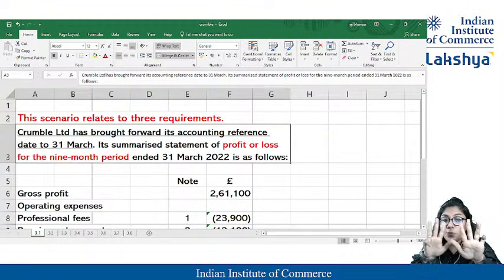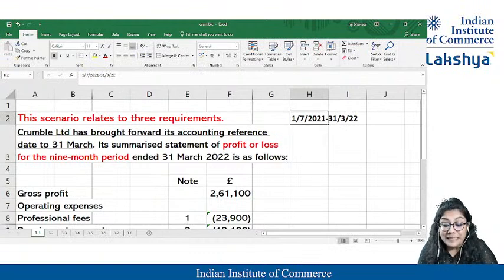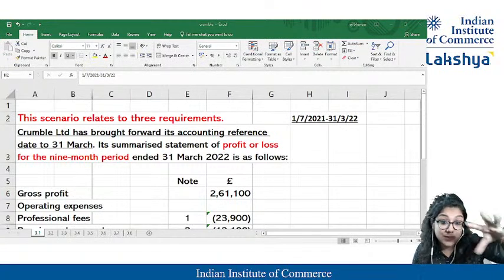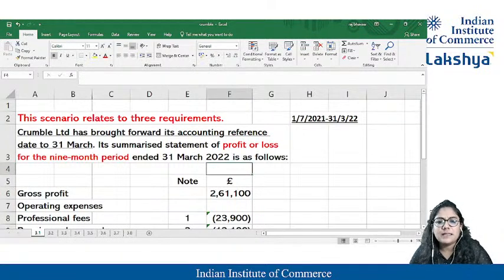So basically, my accounting year would have started on 1st July 2021 and gone till 31st March 22. So this could be my accounting year. This is the hint I'm getting. Cool. Let's go ahead. So what are the things which are given to me?